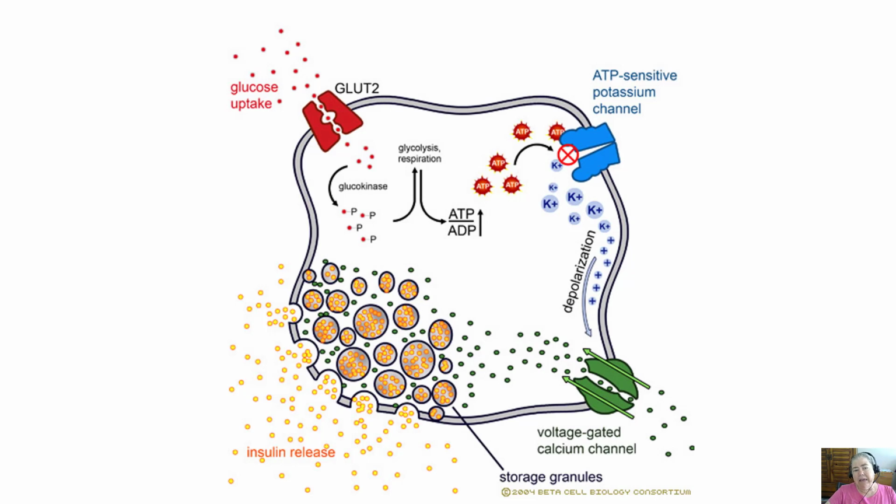This is an illustration of a beta cell, beta islet cell, where insulin is being produced and it's being stored in storage granules. And under the influence of assorted potential control mechanisms, the insulin is released into the extracellular fluid and hence into the circulation. And those can include chemical messengers and electrical signals.